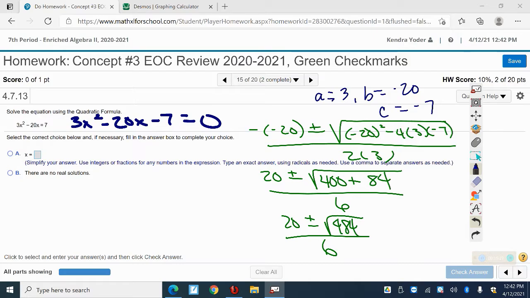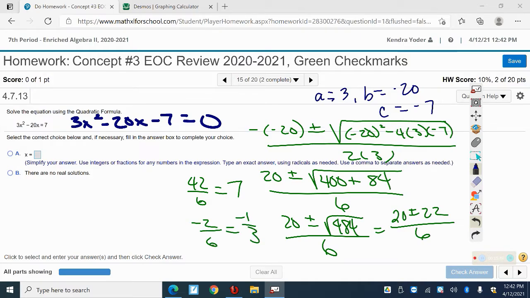Help me out. What's the square root of 484? 22. So this is going to be 20 plus or minus 22 over 6. So from there, you are literally going to have 20 plus 22 is 42, over 6, to give you 7, and then negative 2 over 6 to give you negative 1/3. So those are your two answers. Do we understand that, yes or no? Okay.